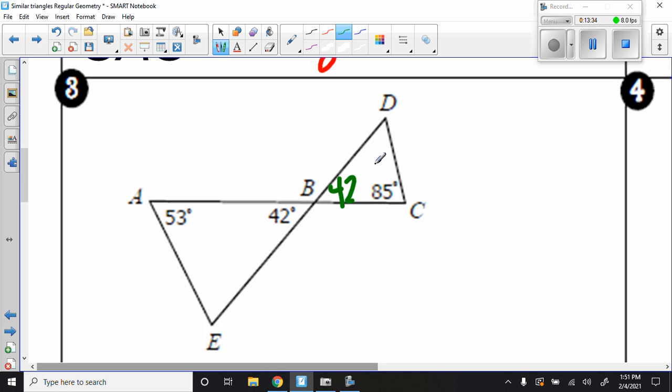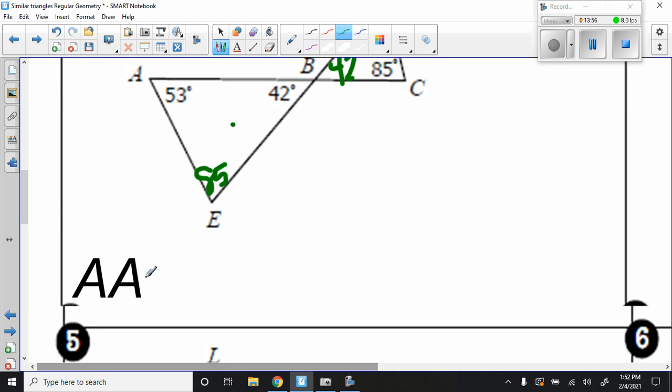And then I can take 180 and just work with one of these triangles. I'm going to work with this triangle here and say 180 minus 42 and minus 53, and I get 85. So now we see that each triangle has a 42 and 85, therefore it has 2 congruent angles. So this is a yes. It is similar by AA.